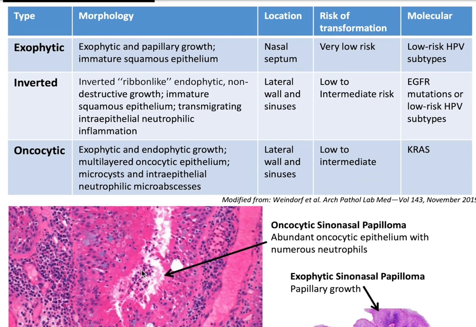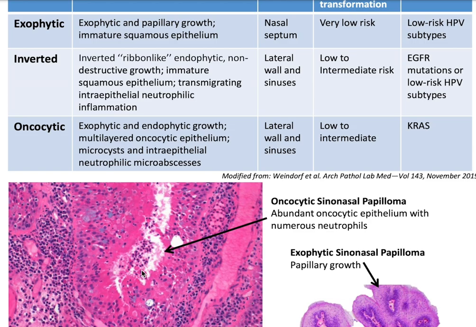It's low to intermediate risk of transformation, and molecularly it has KRAS.